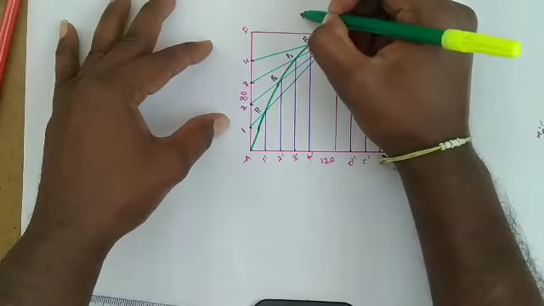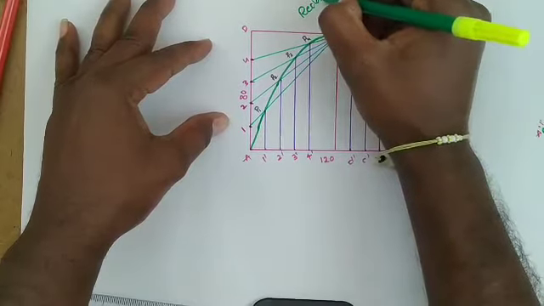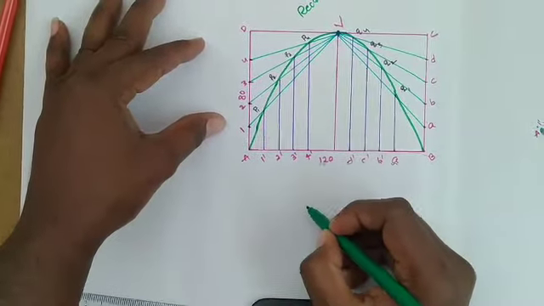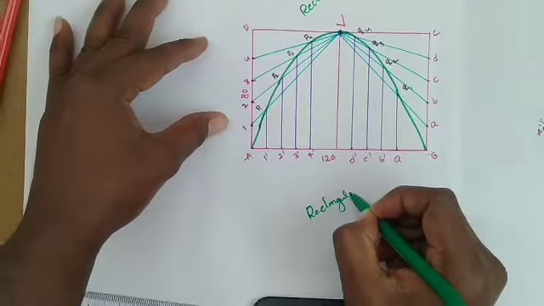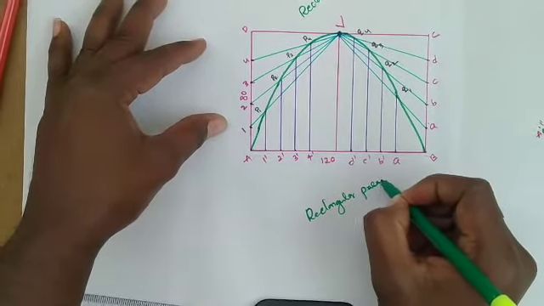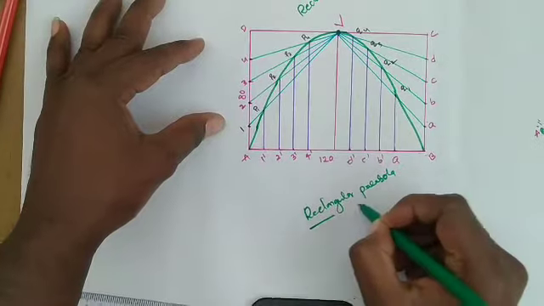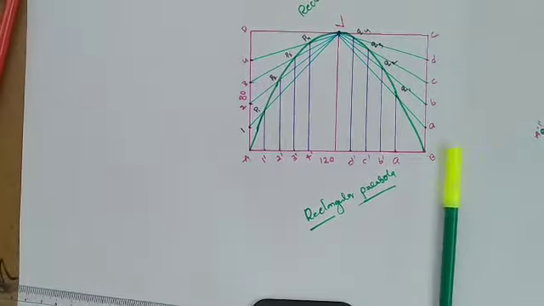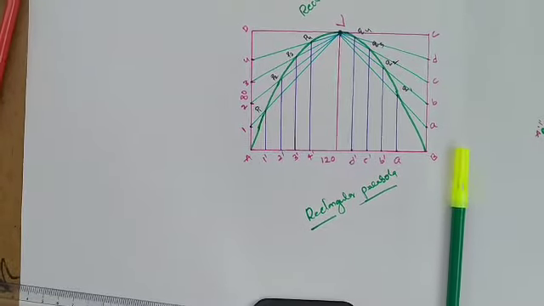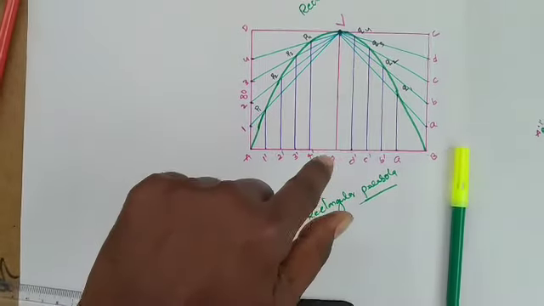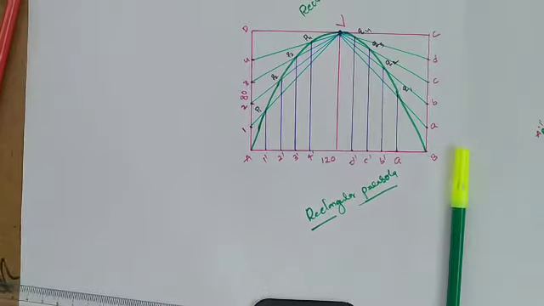This is your rectangular parabola. This is the procedure to construct a parabola by the rectangular method where the base is 120 mm and the height is 80 mm.